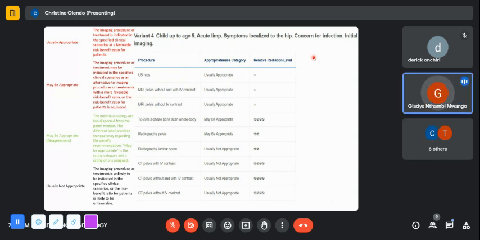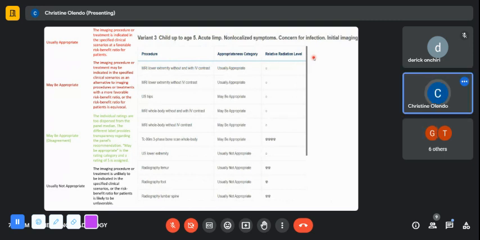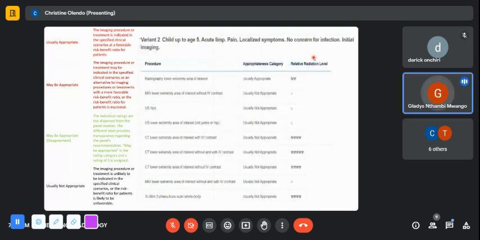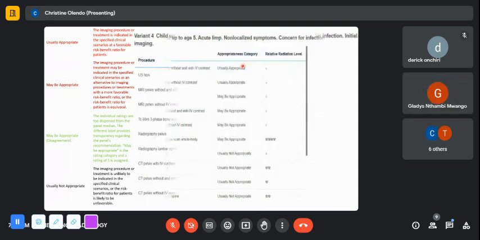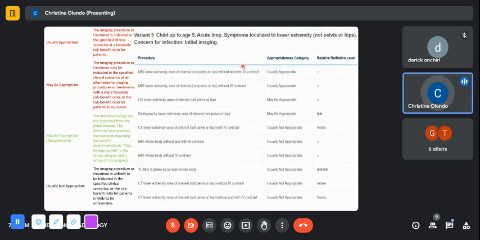But in the previous variant there was no concern for infection. So if there's no concern for infection, in a child or an older child, you wouldn't do a hip ultrasound. So again, it always depends on your clinical scenario.